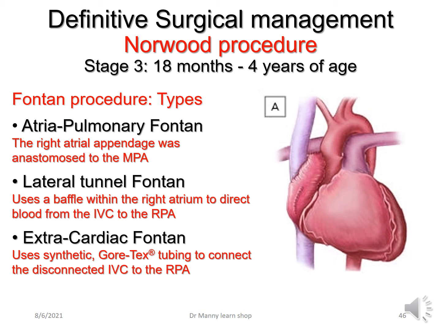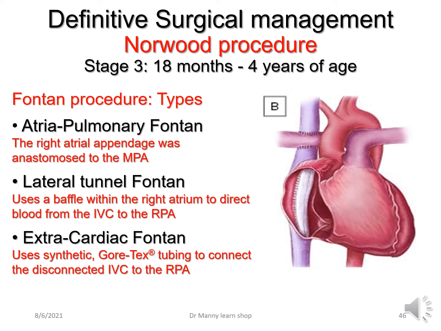Now, for the Fontan procedure, there are essentially 3 types. You can have the atriopulmonary Fontan, which is where the right atrial appendage is anastomosed to the main pulmonary artery. You can have the lateral tunnel Fontan, which uses a baffle within the right atrium to direct blood from the inferior vena cava to the right pulmonary artery.